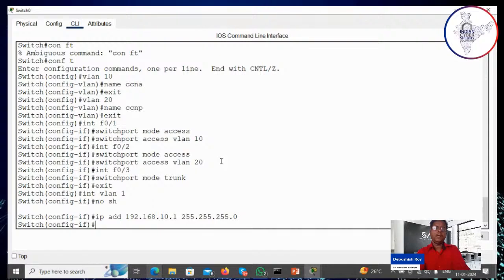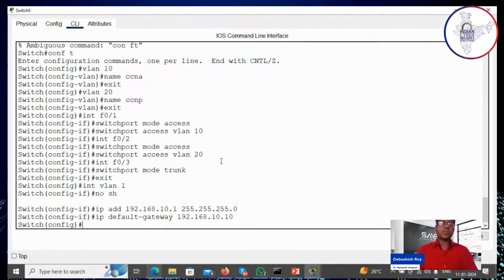Now, in the router, there is definitely an IP on the router's interface, gigabit port or fast Ethernet port. So let's assume that the router port's IP is 10.10. The switch's default gateway would be the router's IP address of the Ethernet port. So you will give the command ip default-gateway 10.10.